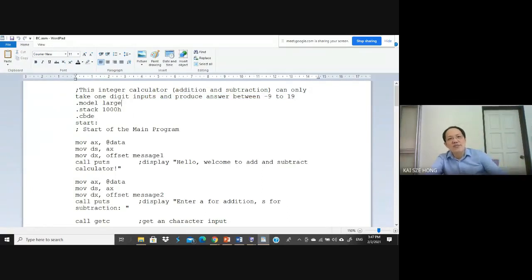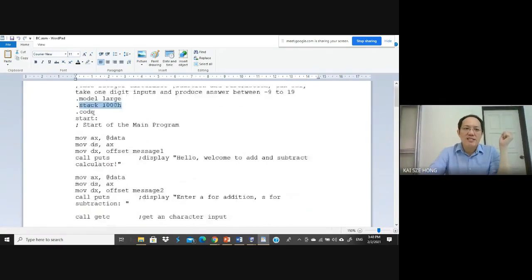So before you can write the assembly language, you need to set up. This is for MASM, Microsoft Assembler. So, model large, this is just to show that you need a large model, and for the stack you put 1000H. So they will assign a stack to you, a 1000 hexadecimal number. Okay, and then you can start to write your code.